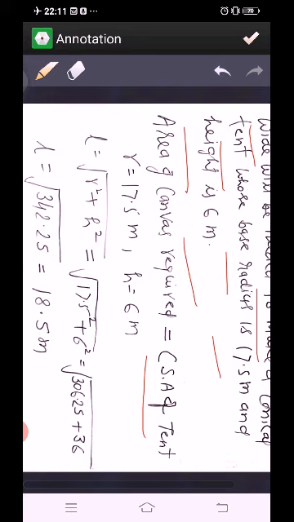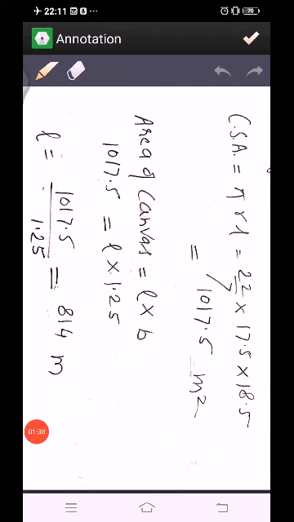So radius given 17.5, height given 6 meter. So first of all, to find curved surface area we need L. So find out L from R and H. So L equal to under root R square plus H square, that is 17.5 square plus 6 square, 306.25 plus 36. So we get L equal to under root 342.25, that is equal to 18.5 meter. So we have got here its slant height L, 18.5 meter.